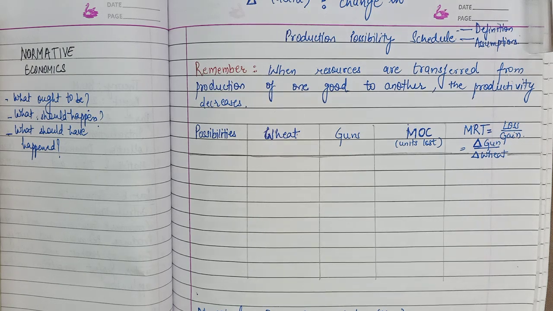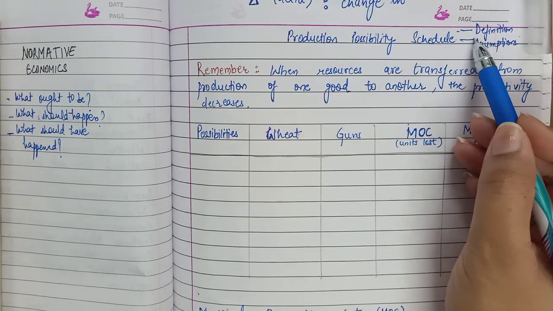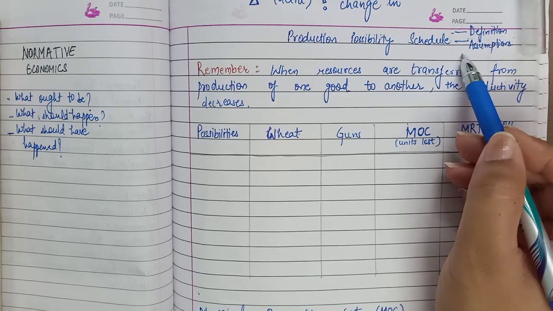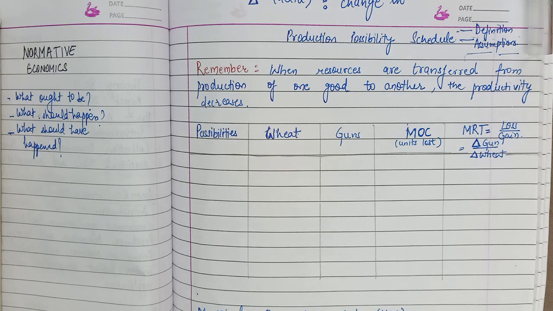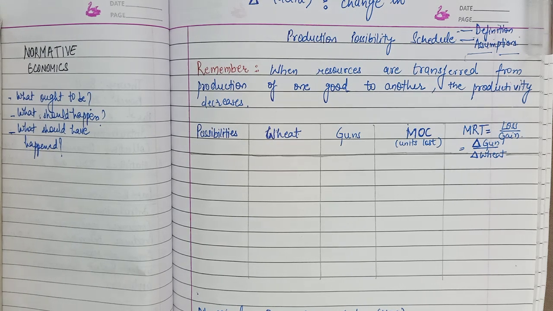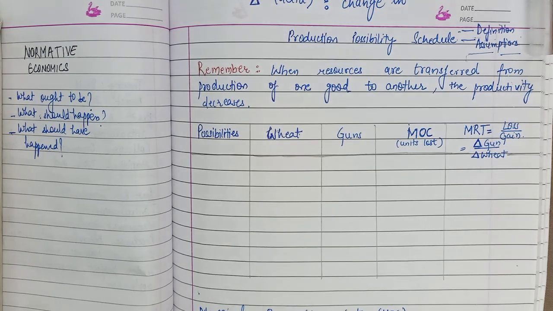Up until now, we have talked about the definition of PPC and the assumptions of PPC. PPC is production possibility curve. So, PPC, the definition, first we have to write the definition and then the assumptions. Finally, we'll do the schedule today.